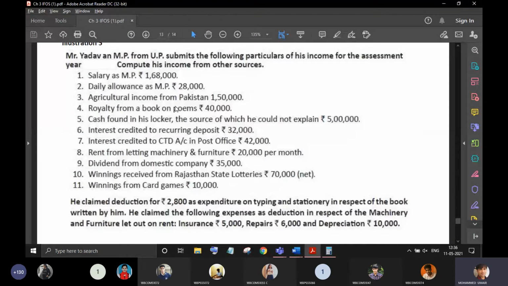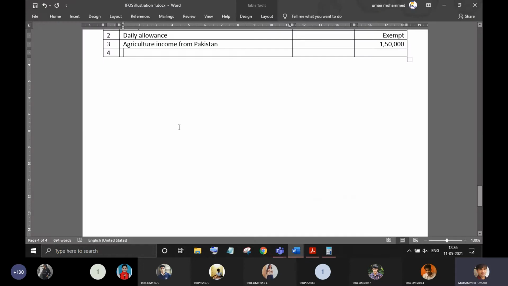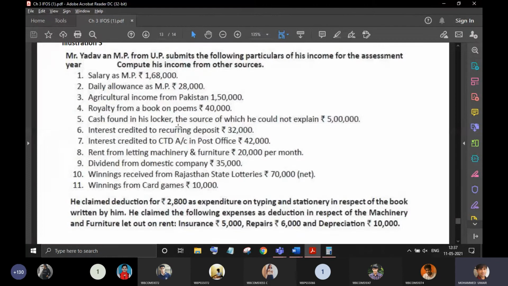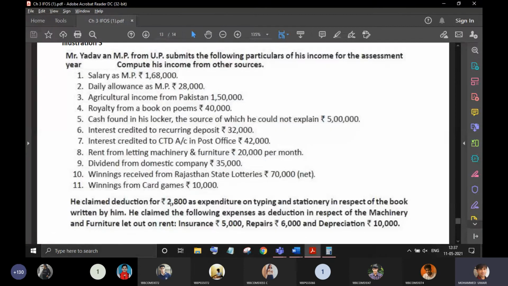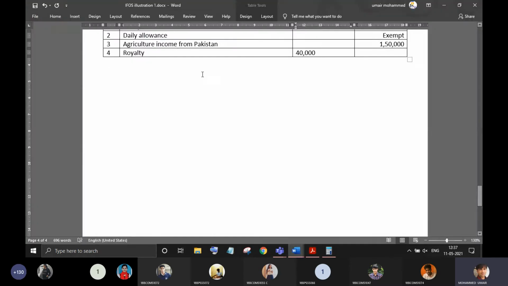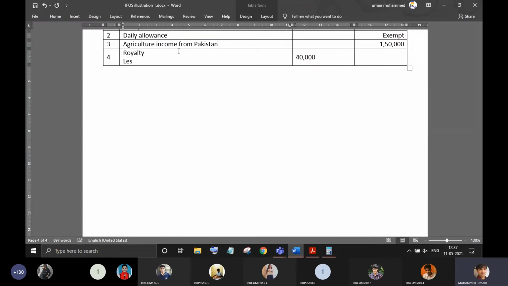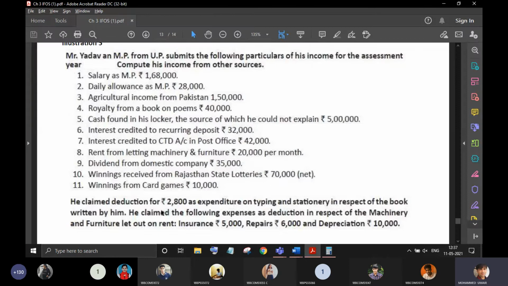Next, you have royalty from a book on poems. As per the question, he claimed 2,800 as expenditure on typing and stationery in respect of the book written by him. Okay, that's the only expense pertaining to royalty. So deduct this expense pertaining to royalty. The expense amount 2,800.